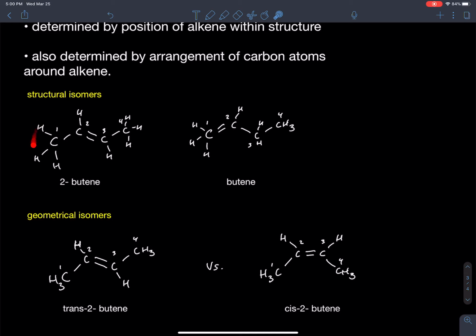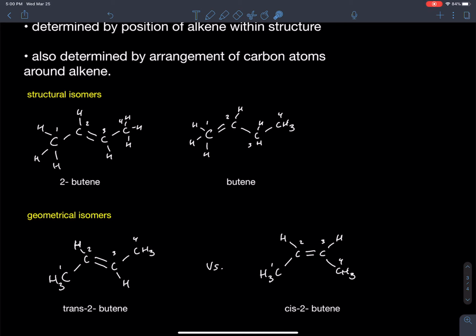Now a geometrical isomer also has the same molecular formula. This molecule here, 2-butene, can have two different versions of it, and it's all based on the arrangement of the carbon atoms around that central double bond. The arrangement here looks like a zigzag, and the arrangement here looks like that. They're on the same side. Those are very different molecules.